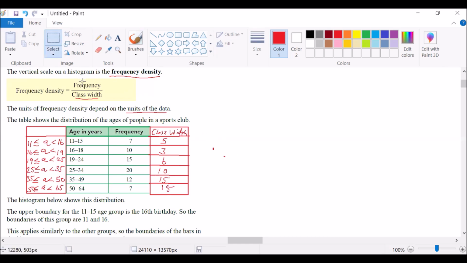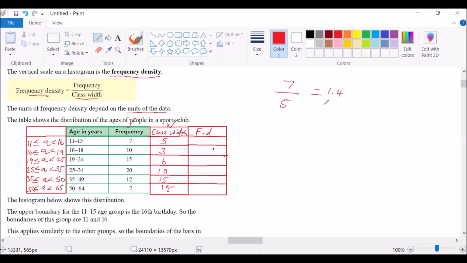Now we have to calculate the frequency density, which is frequency over class width. So we have the frequency column and the class width column. Now we put our frequency density column. Frequency density is frequency over class width. So for the first one it is 7 over 5, which is 1.4. So we have 1.4 as our frequency density. For the second row it is 10 over 3, which is 3.3. So we have 3.3 there.